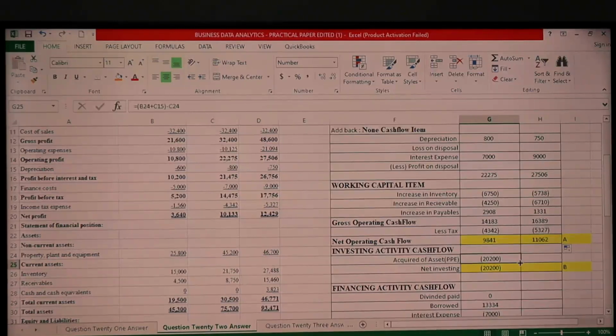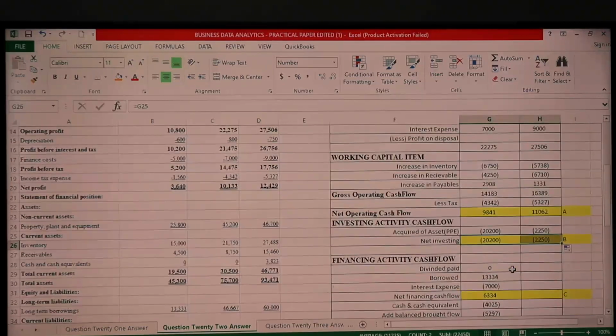So just copy to the right. This dividend was 0 here. You copy to the right, it's supposed to remain 0 again. Then you copy these again to the right. And once you finish, you get the value of C for 2021.